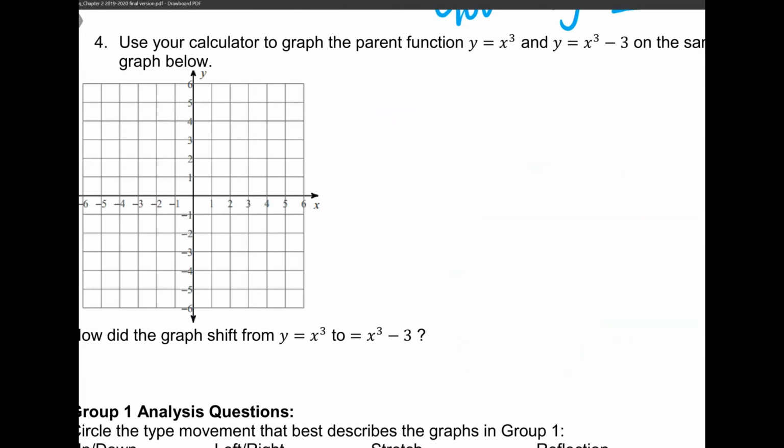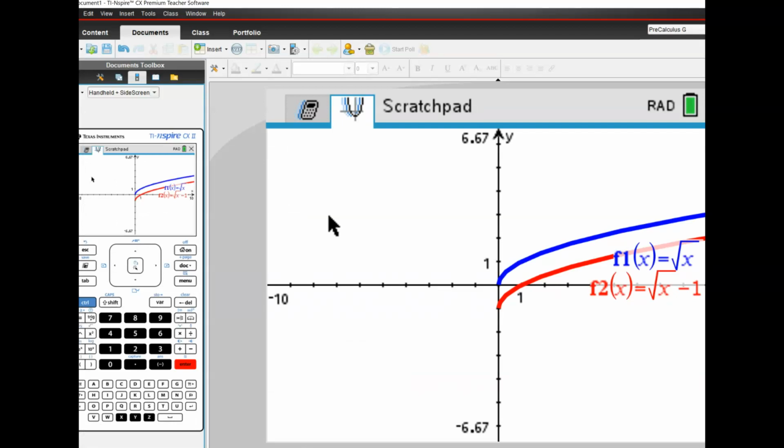So without even graphing, how is the second one gonna be different than the first? It's gonna go down by 3. That's right. So we go to our graph.